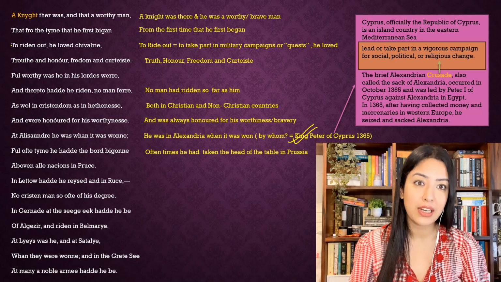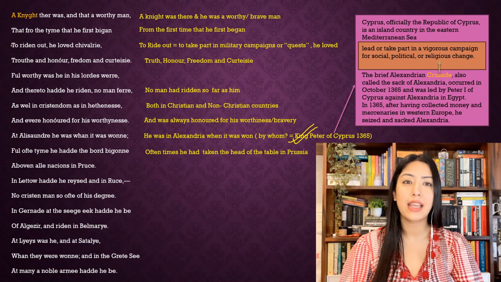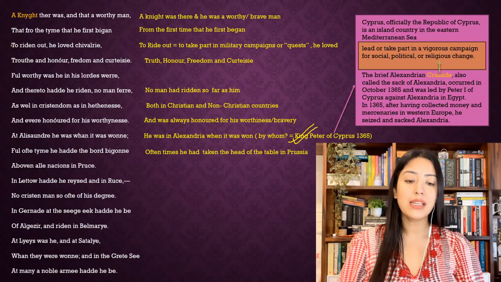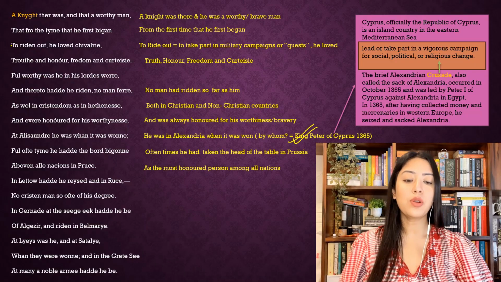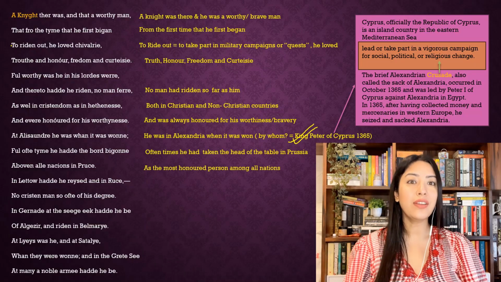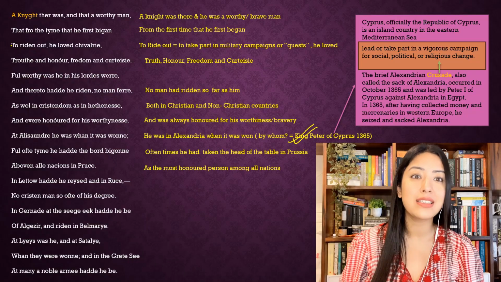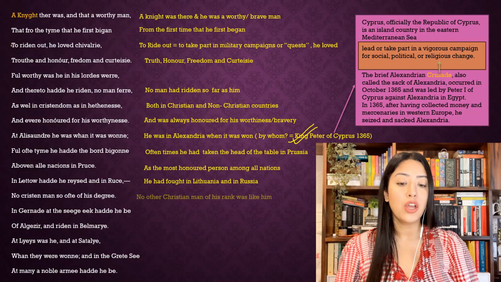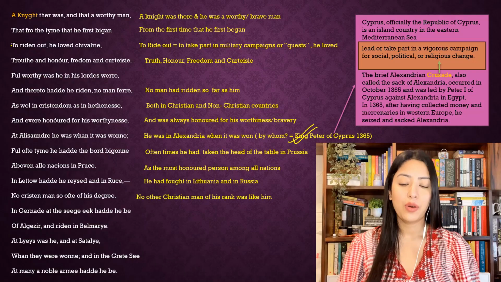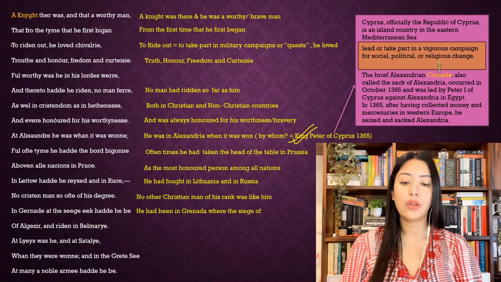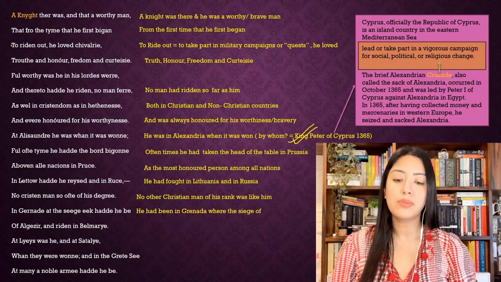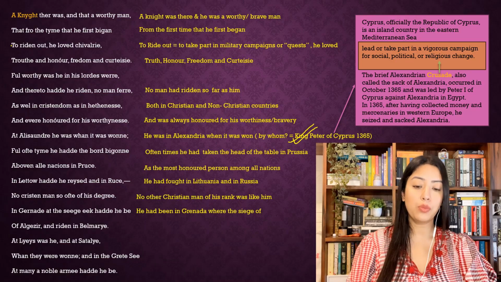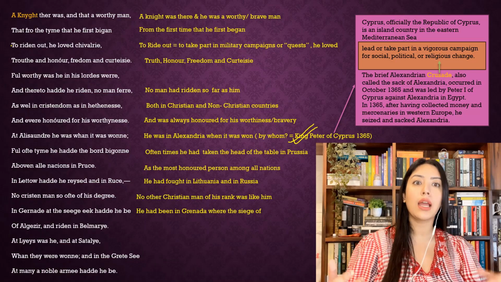So what does that tell us about the knight? That he is an important figure, a worthy man, a brave man. Oftentimes he had taken the head of the table in Prussia as the most honored person among all nations. So they're giving him that honor, that he was worthy enough for that stature. Then he's saying he had fought in Lithuania and in Russia. No other Christian man of his rank was like him. In Lithuania he had raided, and in Russia, no Christian man so often of his degree. He had also been at the siege of Granada.